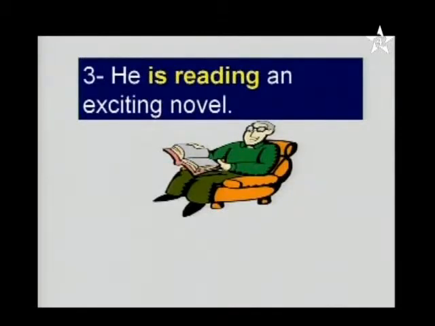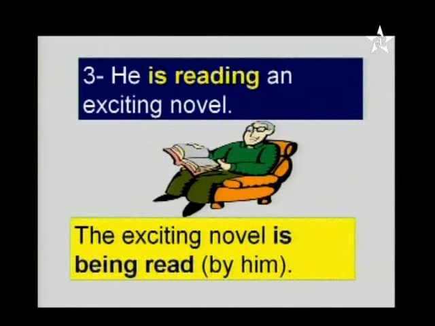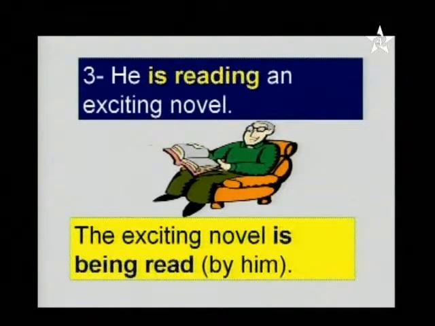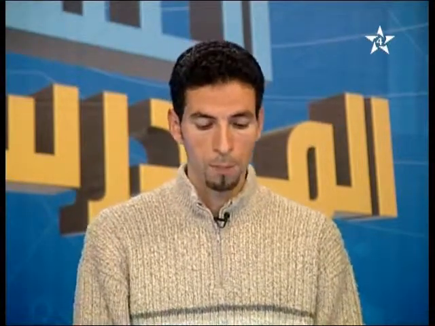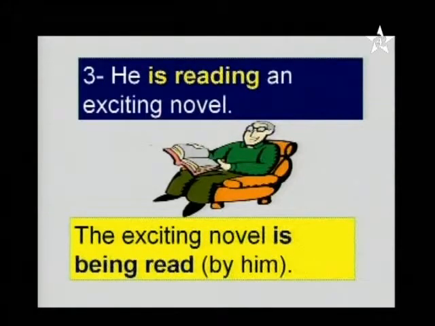Third sentence, he is reading an exciting novel. We said the exciting novel is being read. The exciting novel is being read by him. Notice "read", although it's written the same as the infinitive, is still the past participle. We know that only by pronunciation. So the exciting novel is being read by him.